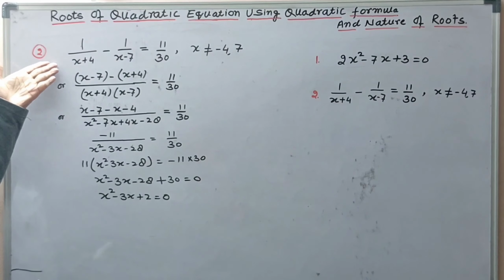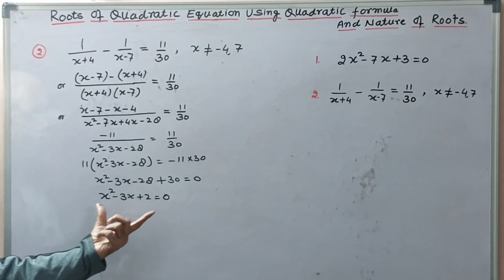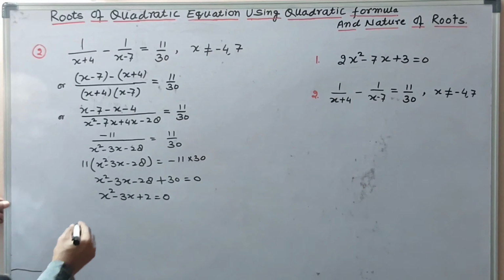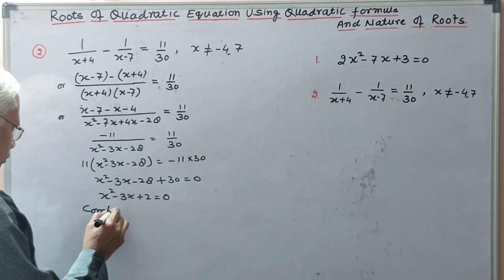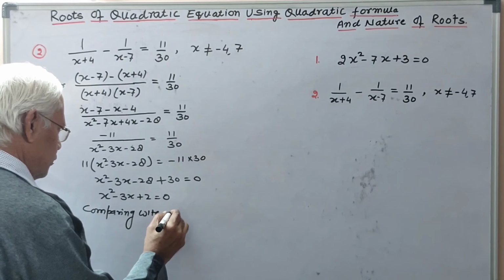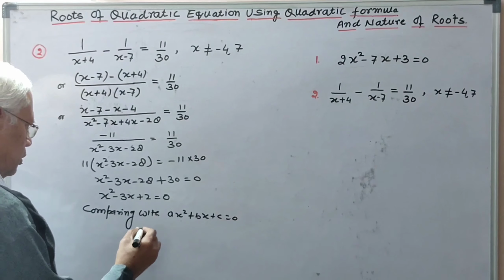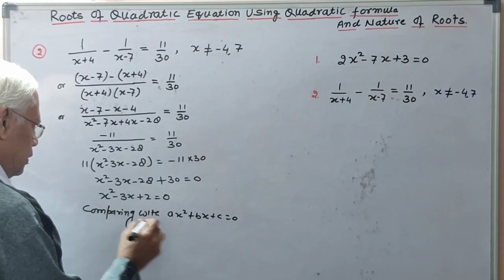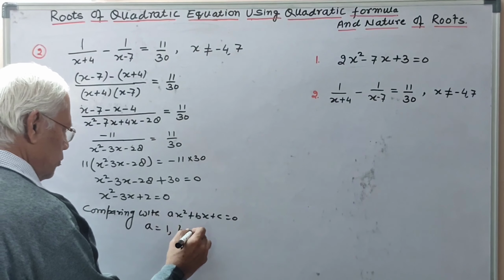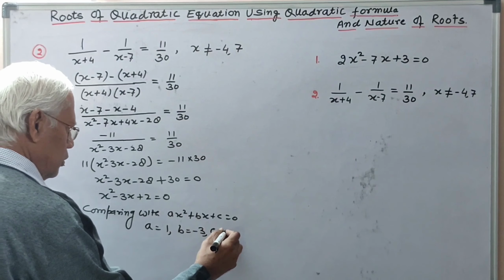So different forms of quadratic equation are given. First of all, after solving, we have to bring them into the standard form. Only then we will be able to apply the formula. So now, comparing with ax square plus bx plus c equal to 0, a is equal to coefficient of x square, which is 1, b equal to coefficient of x, which is minus 3, and c is equal to constant term, which is 2.